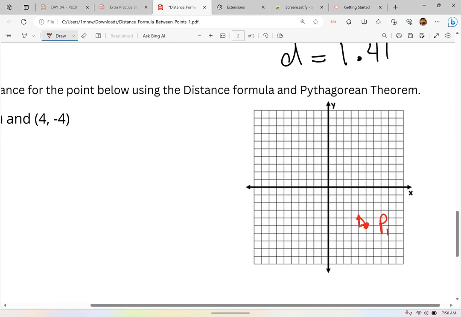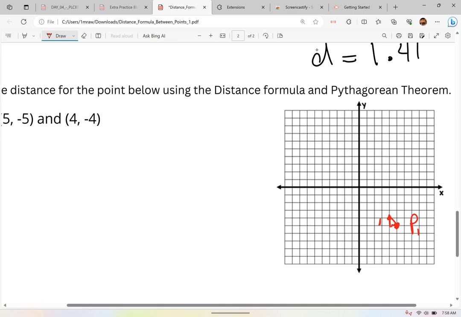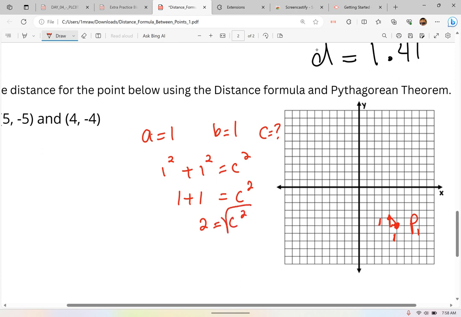So, the Pythagorean theorem. This leg's 1, this leg's 1. So we have 1 as your a. Our legs: a is equal to 1 and b is equal to 1. We want to find our c because that's our distance. So 1 squared plus 1 squared equals c squared. 1 plus 1 equals c squared. That's 2. And if I take the square root, c is equal to the square root of 2.